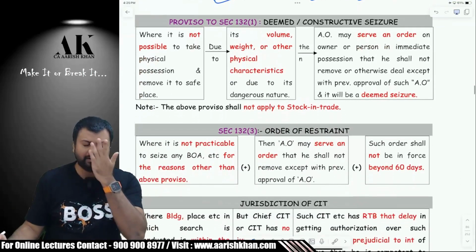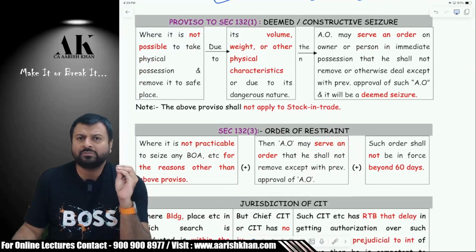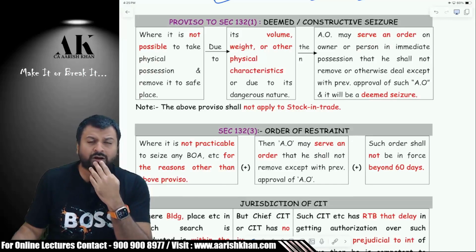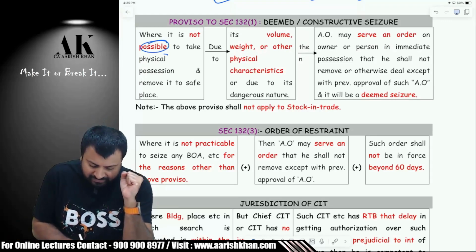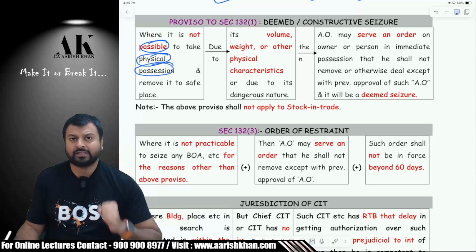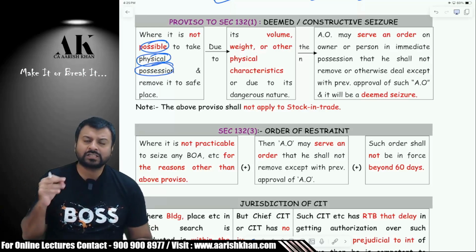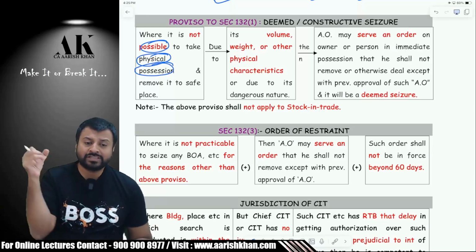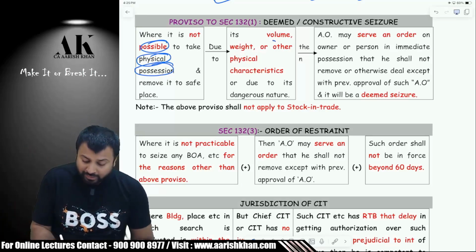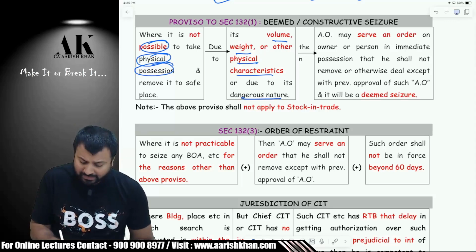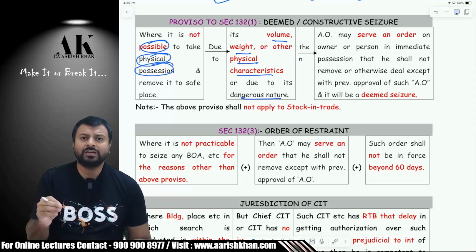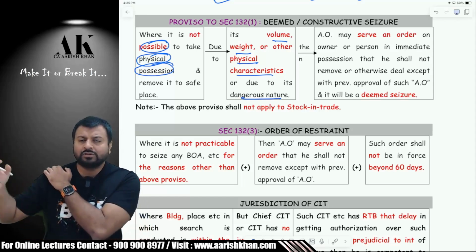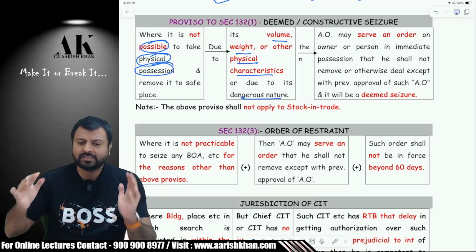Now, let's talk about a related concept to search and seizure, and that is the concept of deemed seizure. What is deemed seizure? Where it is not possible to take physical possession of any item. The department is doing a search and seizure, but they are not able to physically take anything because of the volume of the item, the weight of the item, the physical characteristic of the item, or the dangerous nature of the item. So in that case, there is a concept of deemed seizure that we have to apply.